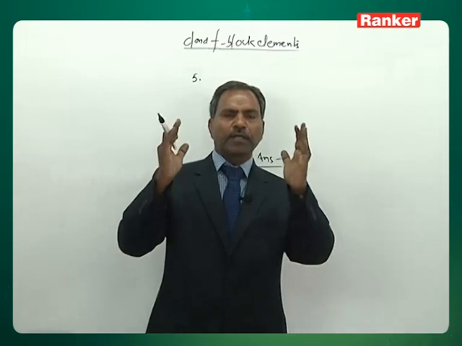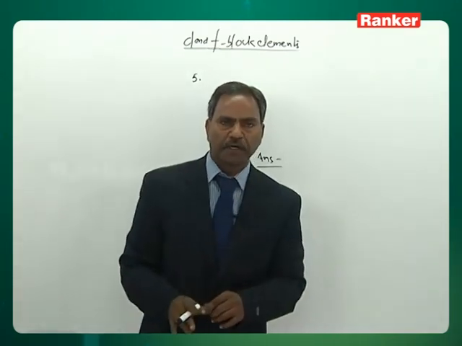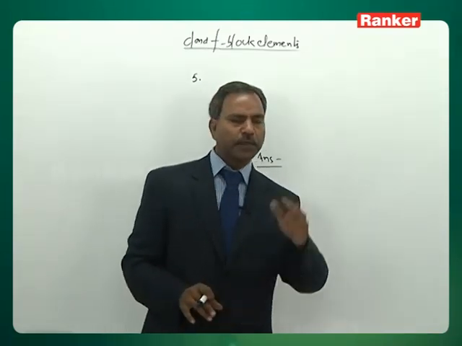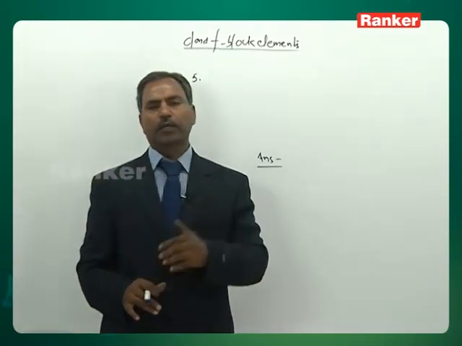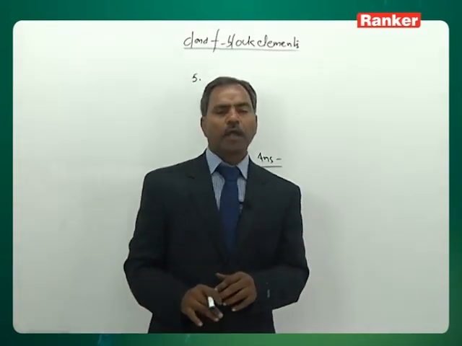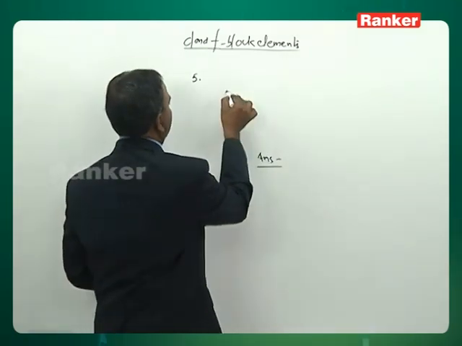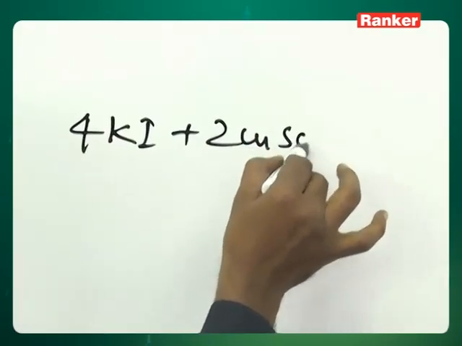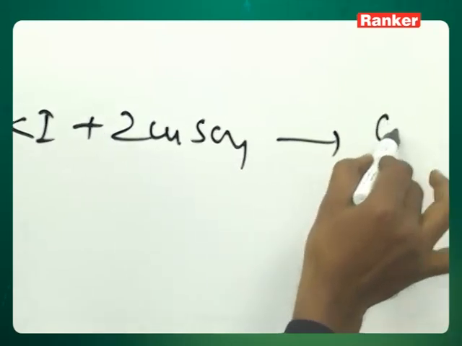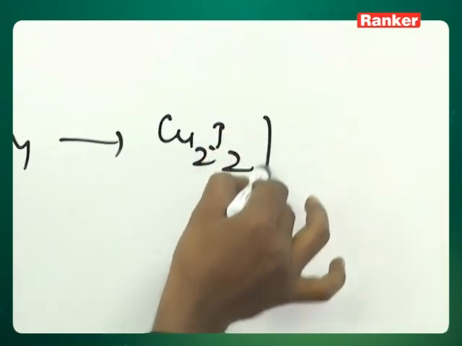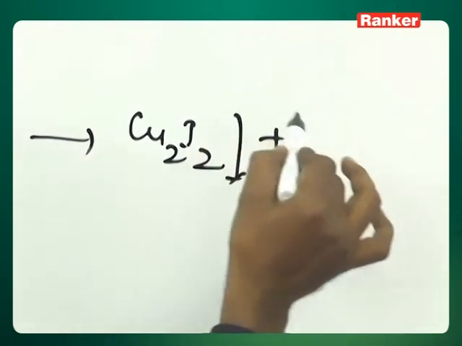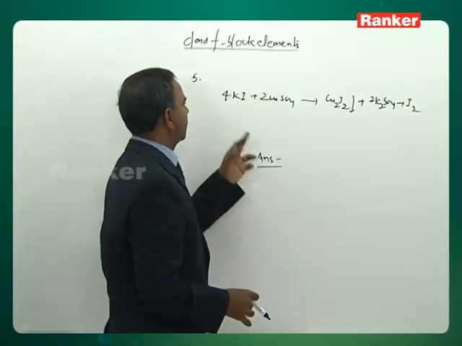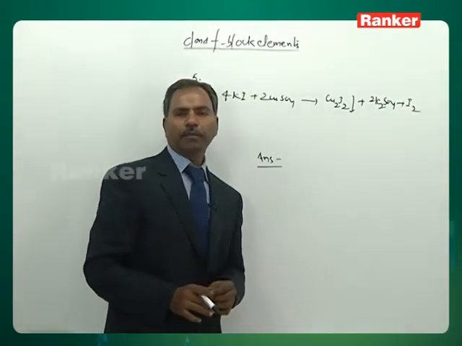This equation we generally come across in volumetric analysis, but it is related to d-block elements. Look at the board: 4KI reacts with 2CuSO4. Now you get a Cu2I2 precipitate, followed by 2K2SO4 plus I2. This is the reaction between potassium iodide and copper sulfate.